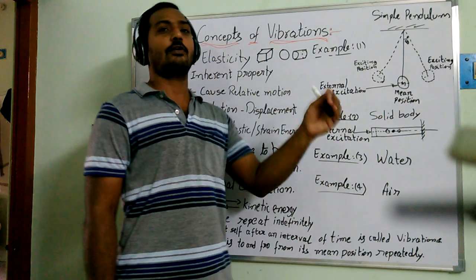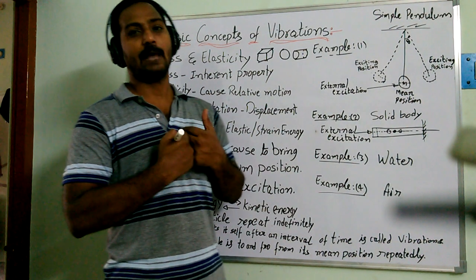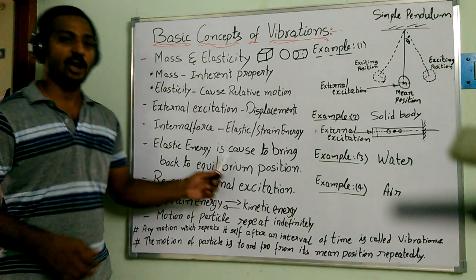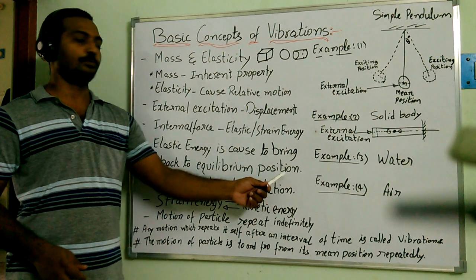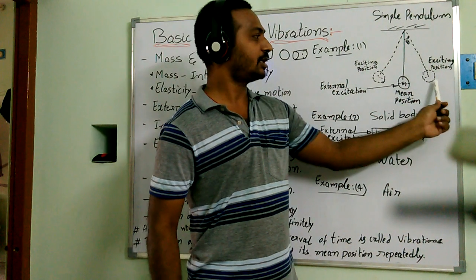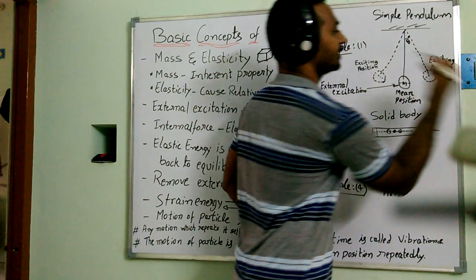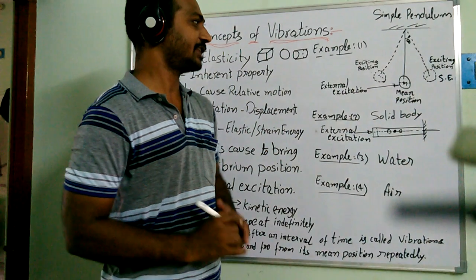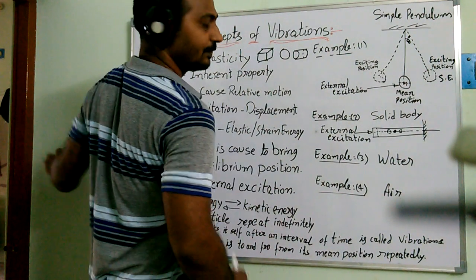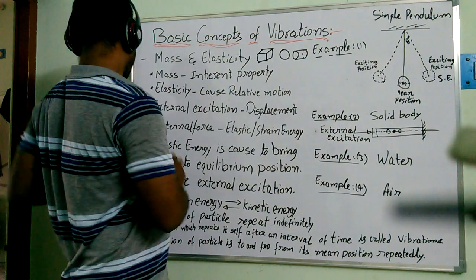When the proportional limit is crossed, it reaches the plastic stage, and then it will never get back to its original position. So the elastic energy is the cause to bring it back to the equilibrium position, as we have discussed. Now after the initial excitation, the position has reached here, and that energy is stored in terms of strain energy or elastic energy. Once I remove the external excitation from the system, then what will happen here?